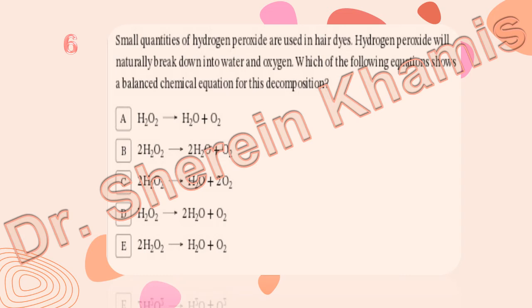Do you think they are balanced? No, we have here one atom of oxygen more. Second one: 2H2O2 gives 2H2O plus O2. Do you think that?